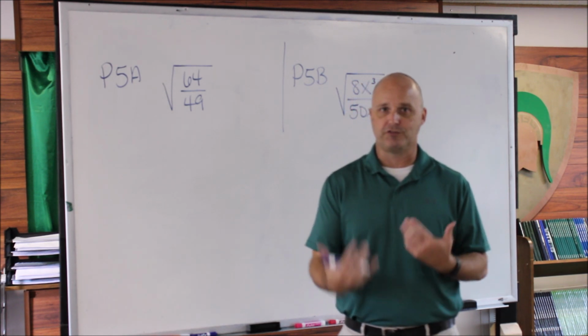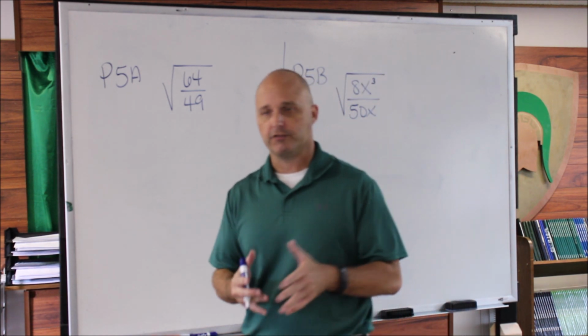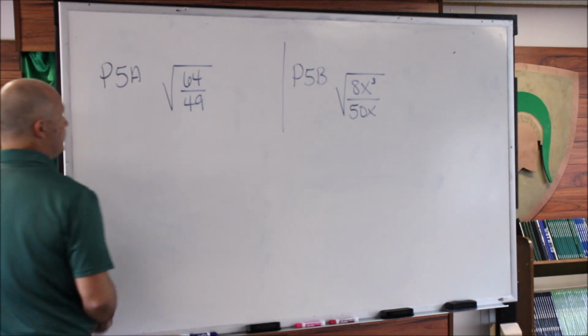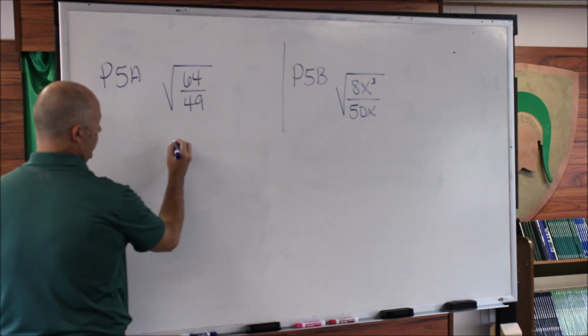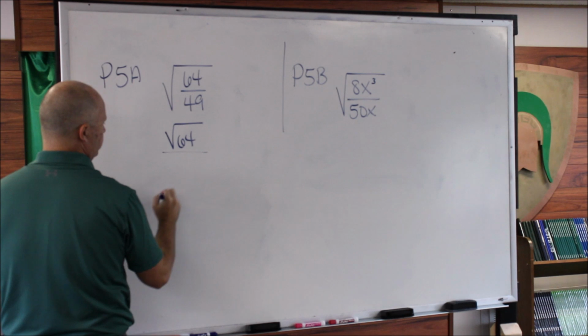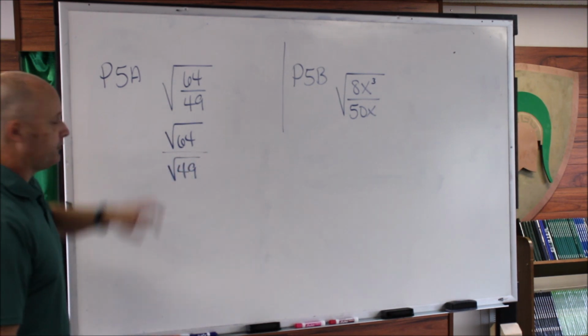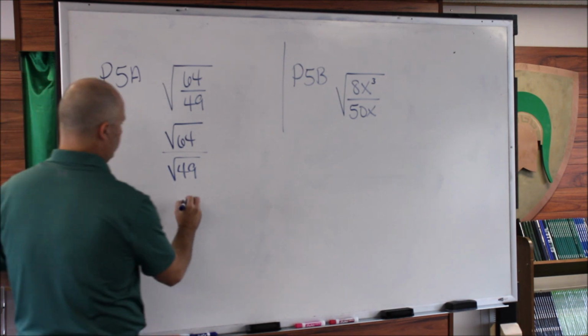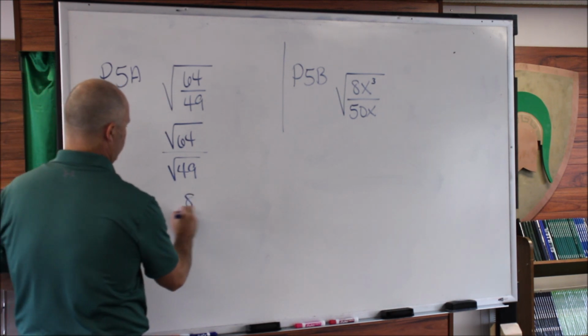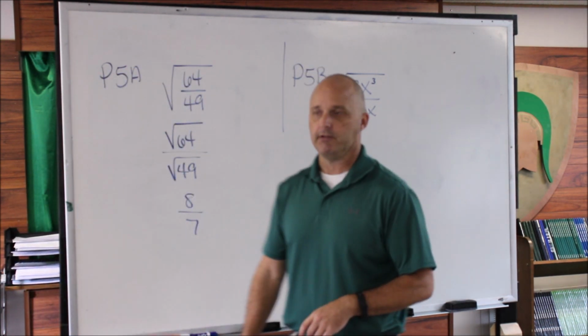You could just do the solving without doing the splitting, but I just want to make sure that you understand how this can be done. So we're going to take that square root of 64 over 49 and we're going to split it into two separate radicals. So square root of 64 over the square root of 49. So the square root of 64, that's a perfect square, we get 8, and then the square root of 49 is a perfect square, we get 7, so our solution is 8 over 7.